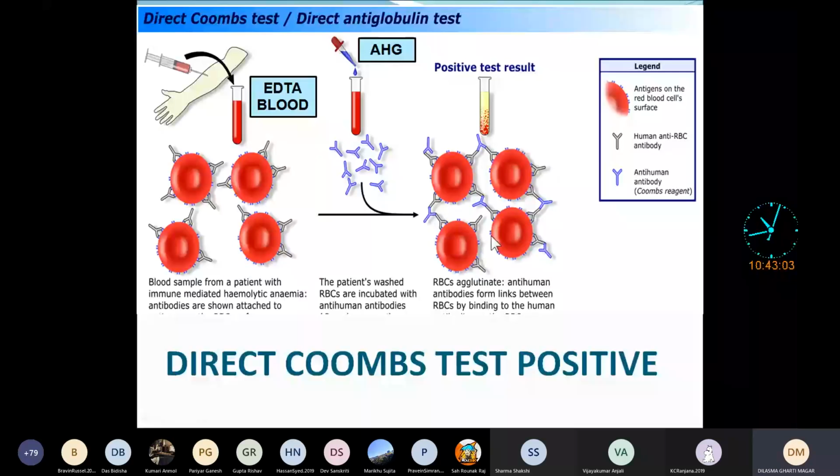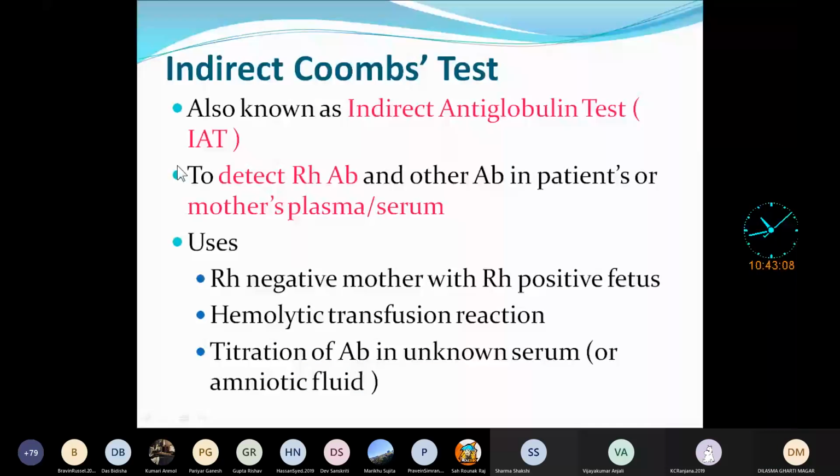So now we'll come to the indirect Coombs test. This is also known as the indirect Coombs test or indirect antiglobulin test, or IAT. The previous one was the direct antiglobulin test, that's why that was DAT. But now this is the indirect antiglobulin test, and the name is IAT. So here we have to show this test is indirect. Here we want to detect the antibodies present where? Just tell me if anybody.